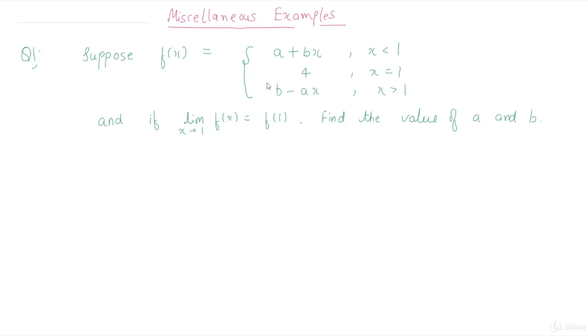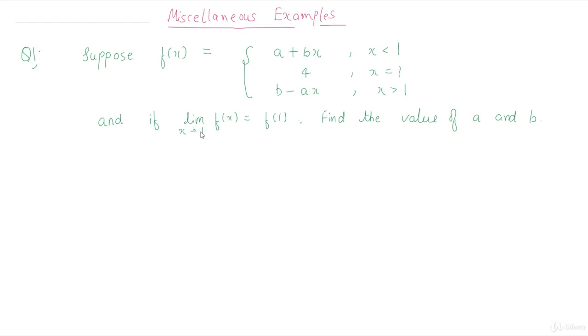Let's suppose f of x is defined by this definition, that is a plus bx when x is less than 1, and it is 4 when x is equal to 1, and it is b minus ax when x is greater than 1. And along with this, if as x approaches 1, limit f of x is given as f of 1, then find the value of a and b. So this is our question. Now let's start with the solution.